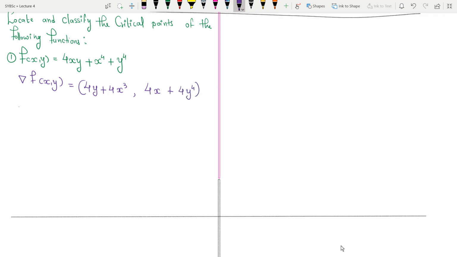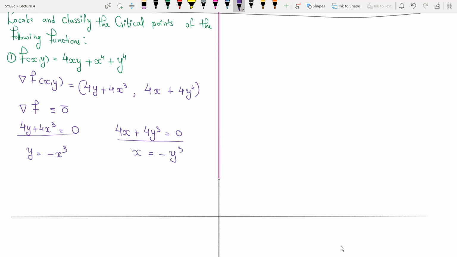The stationary points or the critical points are the points where my gradient is 0. So I will equate the gradient of f with the zero vector. That means I will consider my first coordinate equal to 0 and my second coordinate also equal to 0. Hence from the first equation I can write y is equal to minus x cube, and from the second equation I can write x equal to minus y cube.